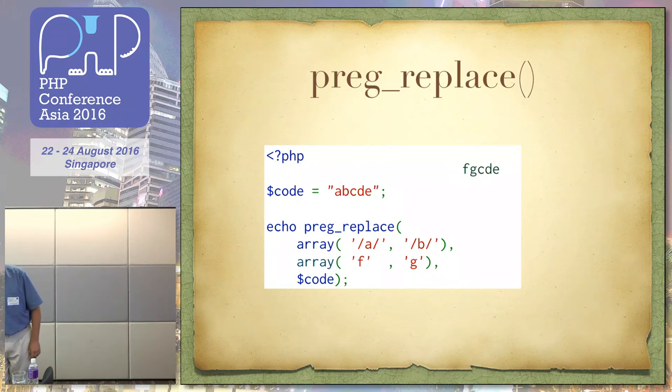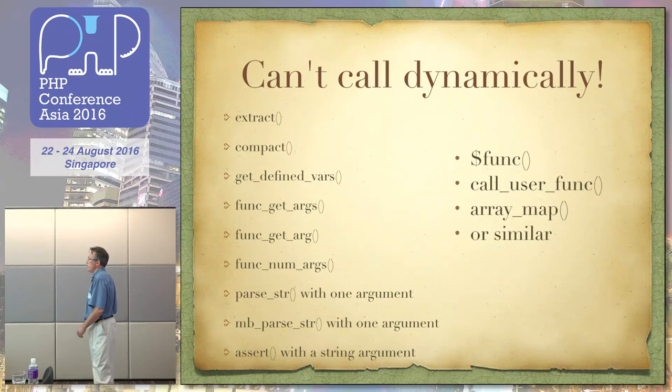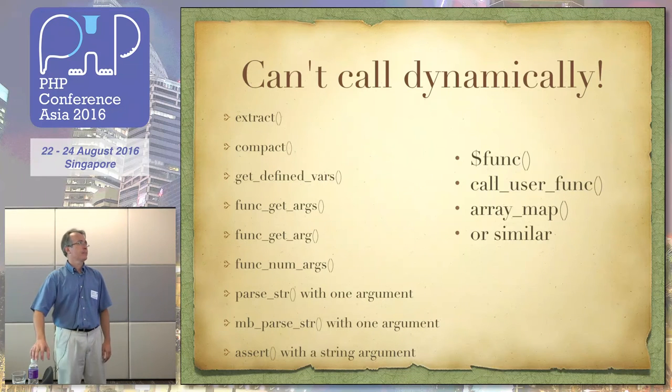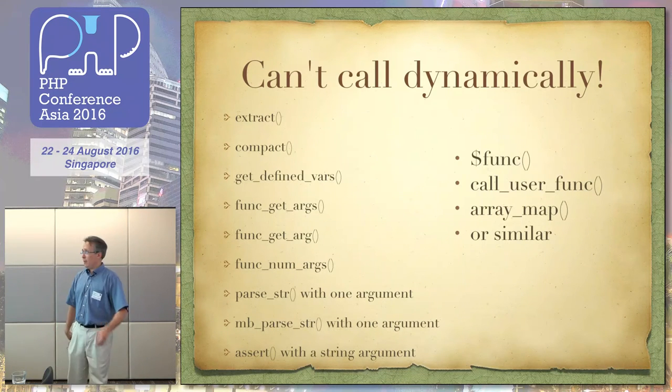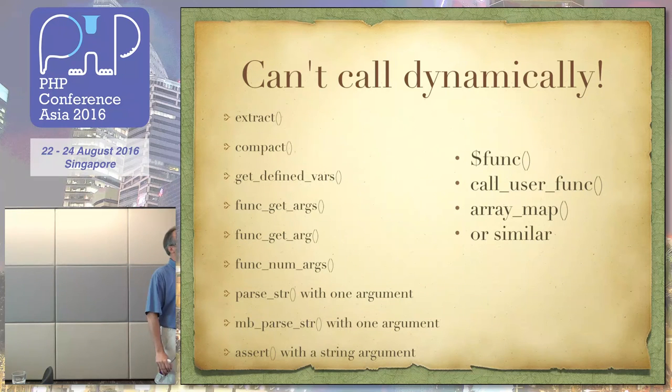Oh, one problem for 7.1. I wish Davey was here. I need more explanation on that. In PHP 7, we mentioned that call_user_func is the way to go now, right? If you want to dynamically call a function, you use that. And here is a list of functions that in PHP 7.1 cannot be called dynamically itself.